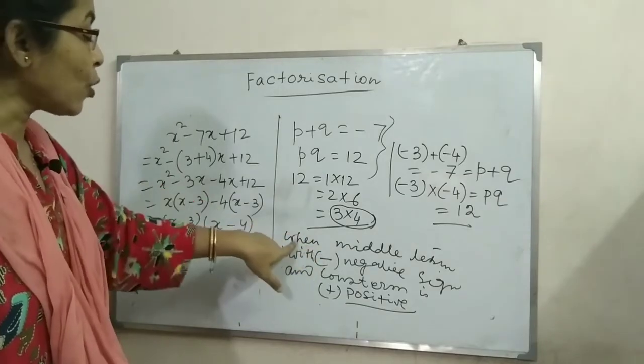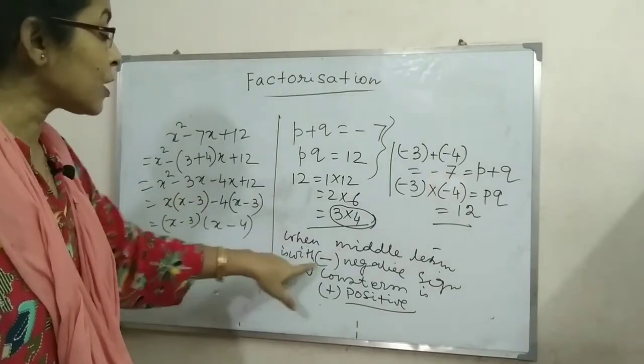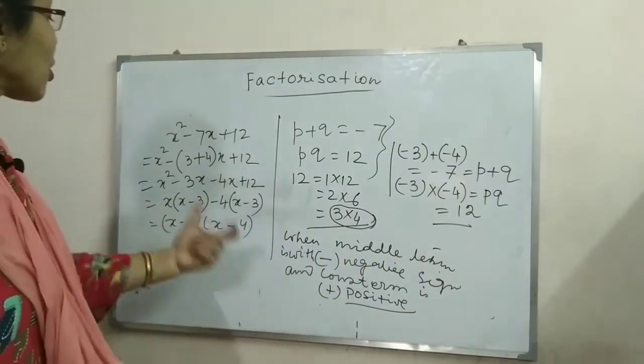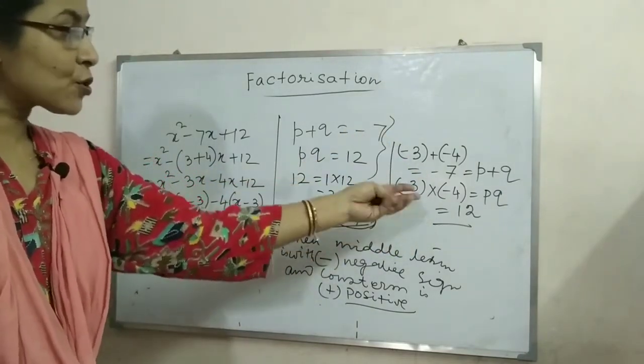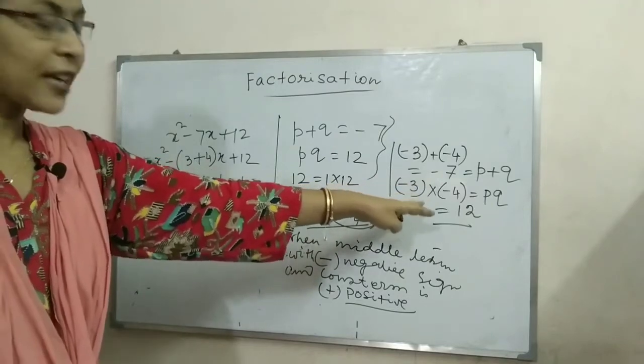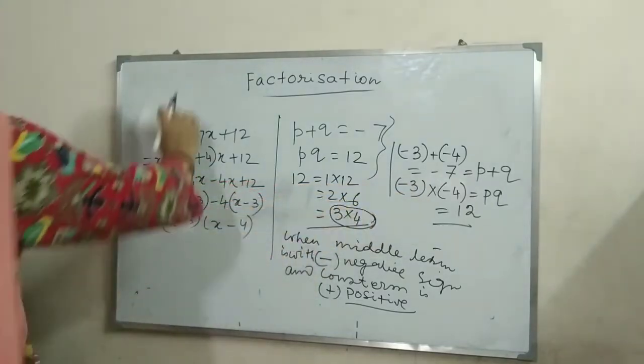This is the most important thing. When the middle term is with negative sign and the constant term is positive, we take two negative factors, two factors with negative sign. Okay.